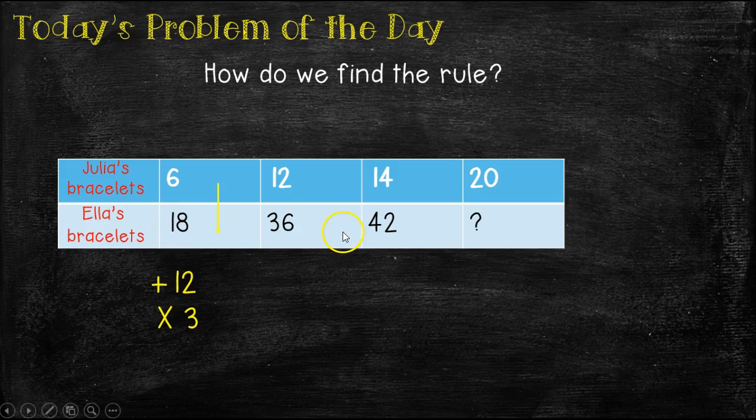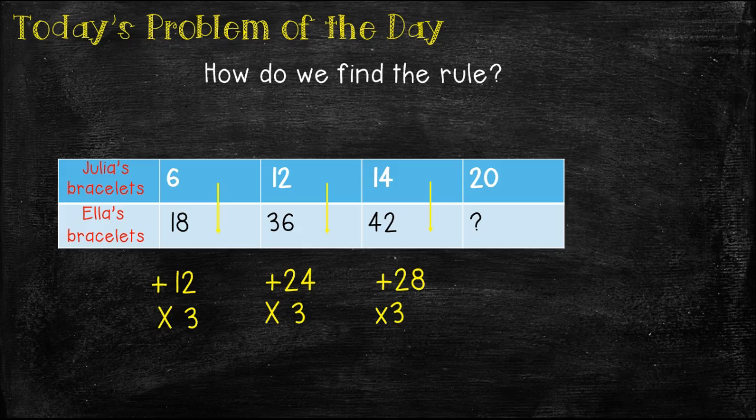So let's do the next one to see if we can start finding a pattern. 12 to 36, we would need to add 24. But 12 times 3 equals 36. So do we have a pattern because we have two things in a row that are doing the same thing? We do, but let's go ahead and check. 14 to 42. Well, that would be adding 28. So we know addition is not our rule. But we do know that 14 times 3 equals 42.